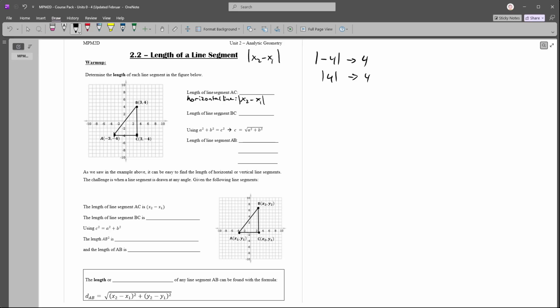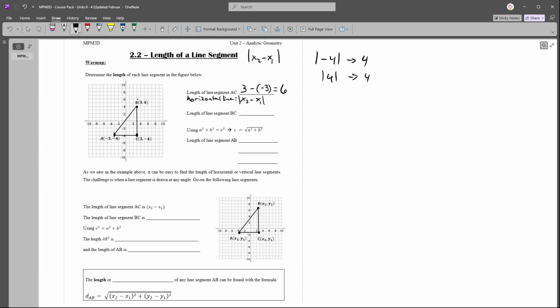So I could say, well, x2, because this is AC. So that means going from A to C. So that'd be 3 minus negative 3. So that's a value of 6. So that is the length of our horizontal line. So it's always going to be the absolute value of x2 minus x1.